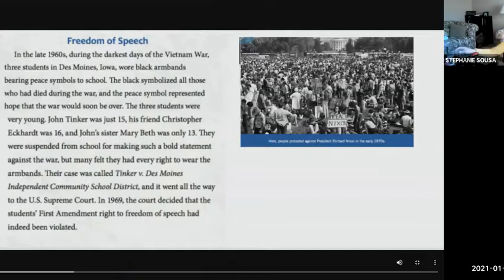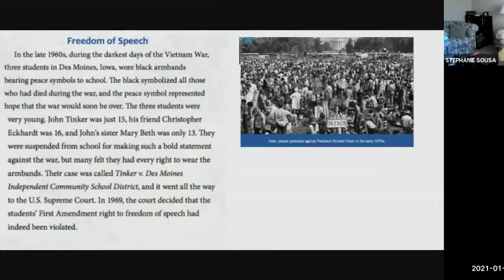This passage talks about the First Amendment, which is freedom of speech. In the late 1960s, during the darkest days of the Vietnam War, 3 students in Des Moines, Iowa, wore black armbands bearing peace symbols to school. The black symbolized all those who had died during the war, and the peace symbol represented hope that the war would soon be over. The 3 students were very young.